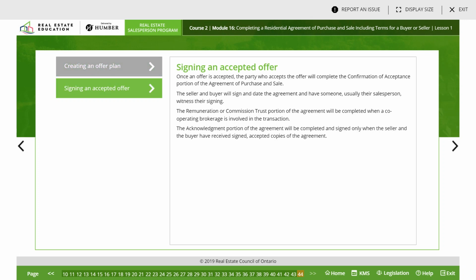And then they talk about signing an acceptance offer. Once an offer is accepted, the party who accepts the offer will complete the confirmation of acceptance portion of the agreement of purchase and sale. The seller and the buyer will sign and date the agreement and have someone, usually their salesperson, witness their signing. The remuneration or commission trust portion of the agreement will be completed when a cooperating brokerage is involved in the transaction. The acknowledgement portion of the agreement will be completed and signed only when the seller and the buyer have received signed accepted copies of the agreement.